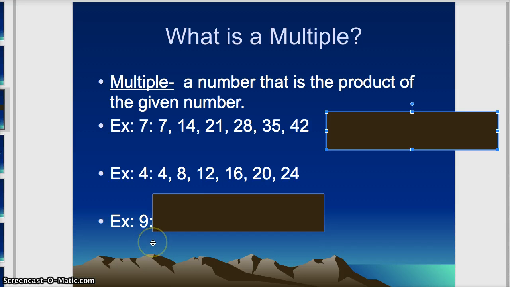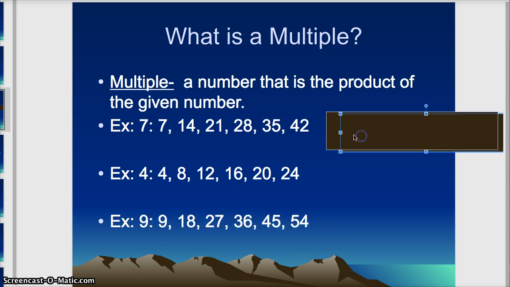Okay, now do 9. Take about 10 seconds to do that. Okay, here are the multiples of 9. 9, 18, 27, 36, 45, 54. And again, it goes on and on, but I'm just stopping there. So keep this in mind because we're going to use multiples as another strategy to find the LCM.